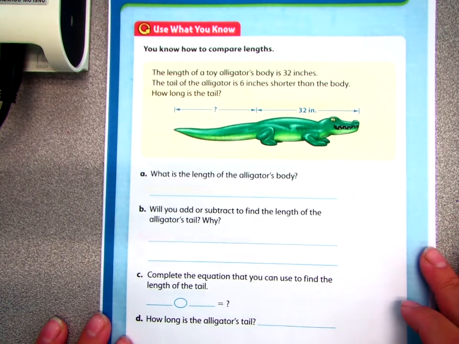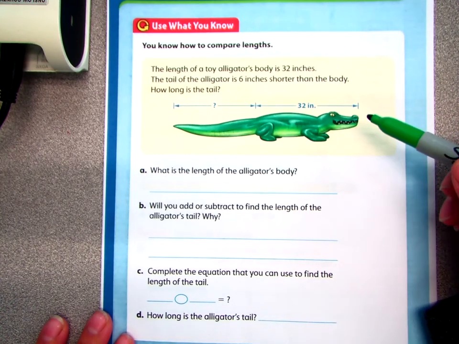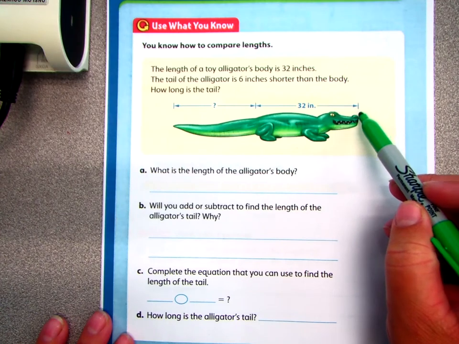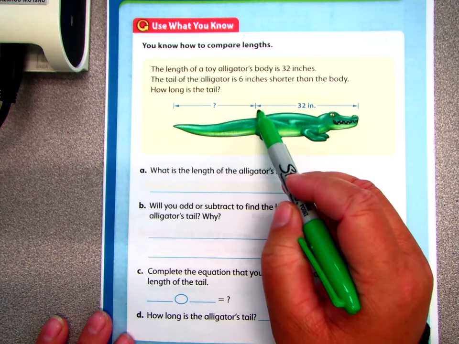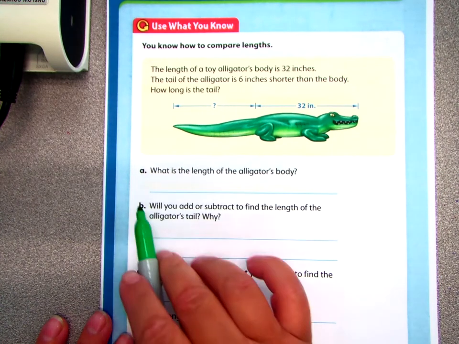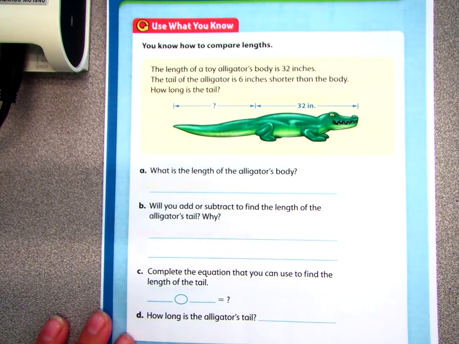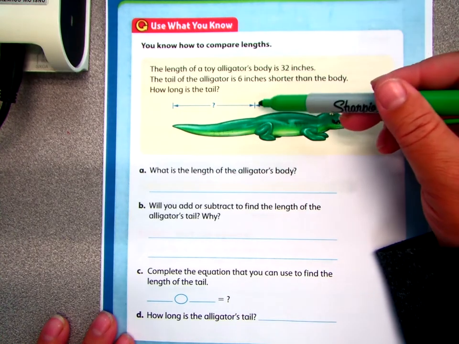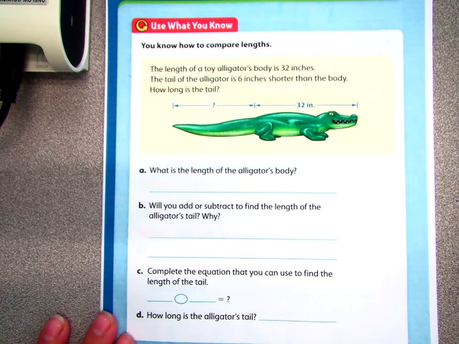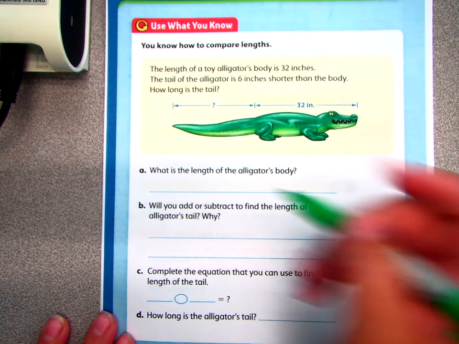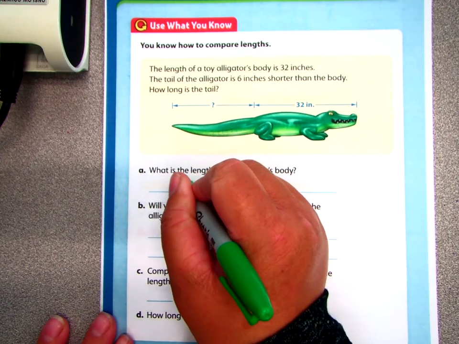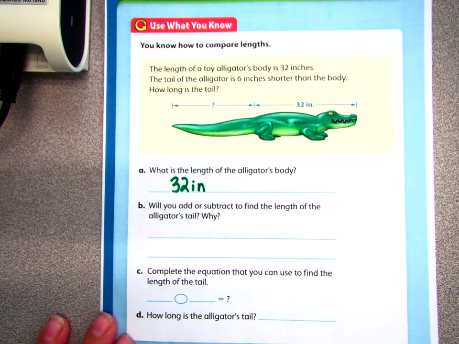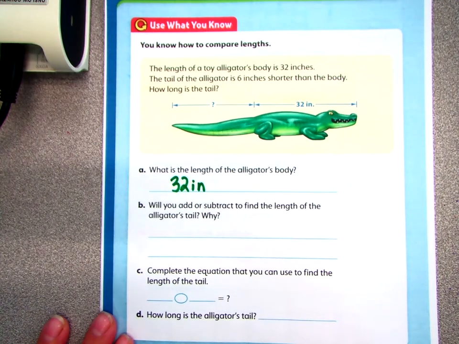Alright, so look at your diagram, your picture here. It's showing you the length of the body from the nose to where the tail starts. So, question A asks, what is the length of the alligator's body? Just his body. So you look here, and you look here where it stops and starts. What's that number in between there? 32 inches. Okay, that's just the abbreviation for inches, IN.